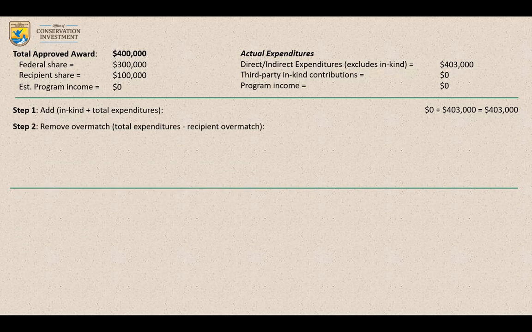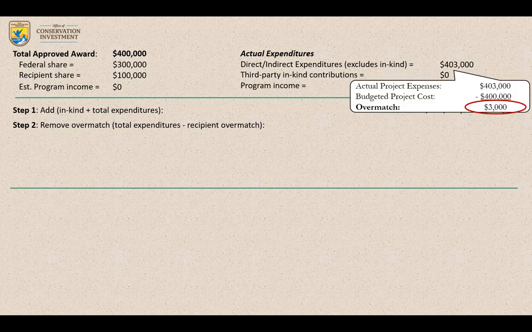In Step 2, the recipient removes any overmatch from the adjusted outlays. In this scenario, overmatch includes those costs charged to the award in excess of $400,000. The $3,000 difference incurred by the recipient is considered overmatch, which is removed in Step 2.